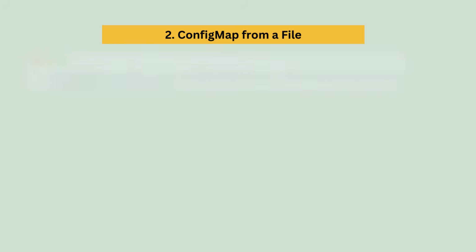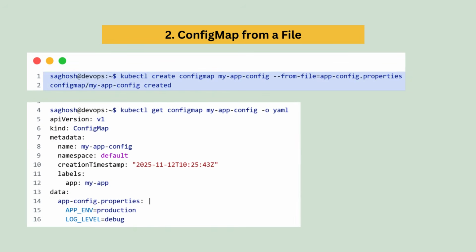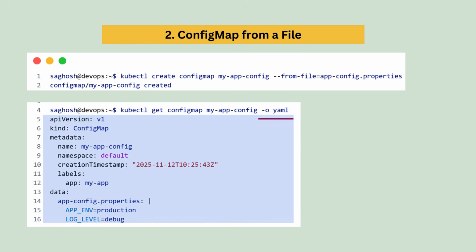And you will implement it with these commands. This command takes your existing .properties file and turns it into a config map named myappconfig. Kubernetes reads the file and stores each line as a key value pair inside the config map. Running this second command with -o yaml simply shows you the full YAML output, so you can see exactly how Kubernetes stored your configuration. It's a great way to verify that your config map was created correctly.